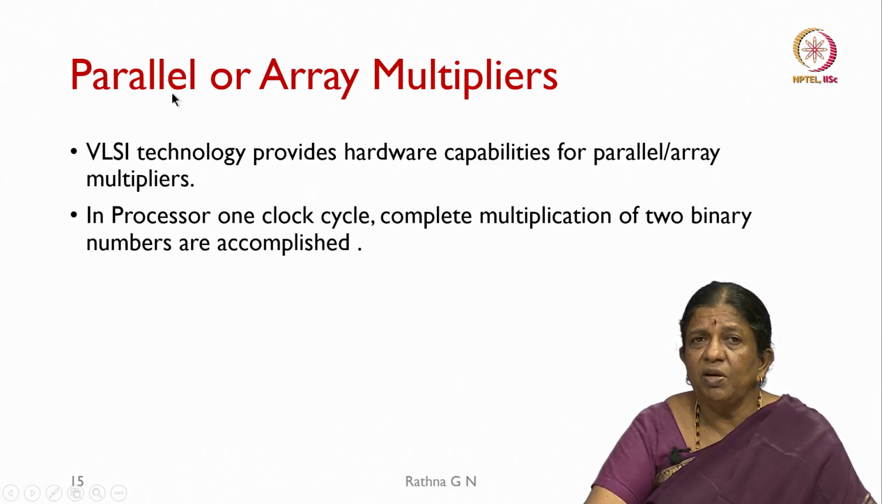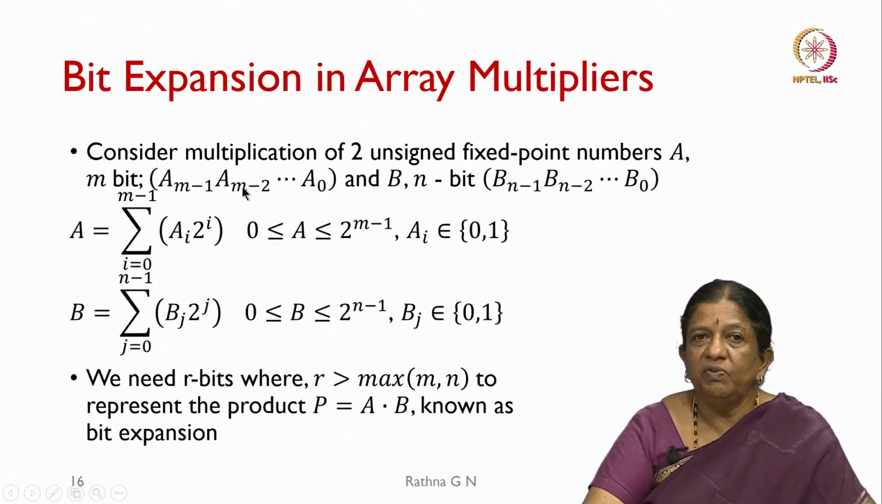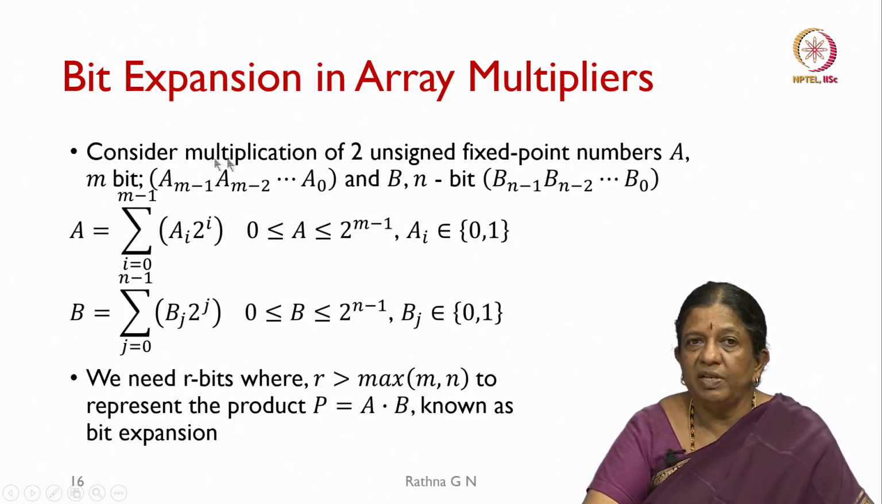For that we will be going with parallel or array multipliers, because VLSI technology provides hardware capabilities for accommodating these multipliers. And we want in the processor 1 clock cycle to complete the multiplication of 2 binary numbers. That is what our aim, our goal is. Okay. So, how we can do that with a little bit of bit expansion, we will see it.